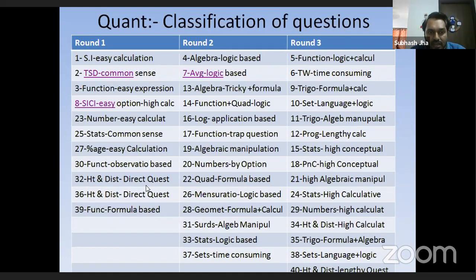Whichever questions are direct questions, formula-based questions, simple percentage calculations, statistics, common sense questions, those should be in round one, and approximately 12 to 15 questions you will find in round one, which will be easy, direct questions. You will be able to answer that. Again, in round two you will find approximately 12 to 14 questions, and again 12 to 14 questions you will find in round three.